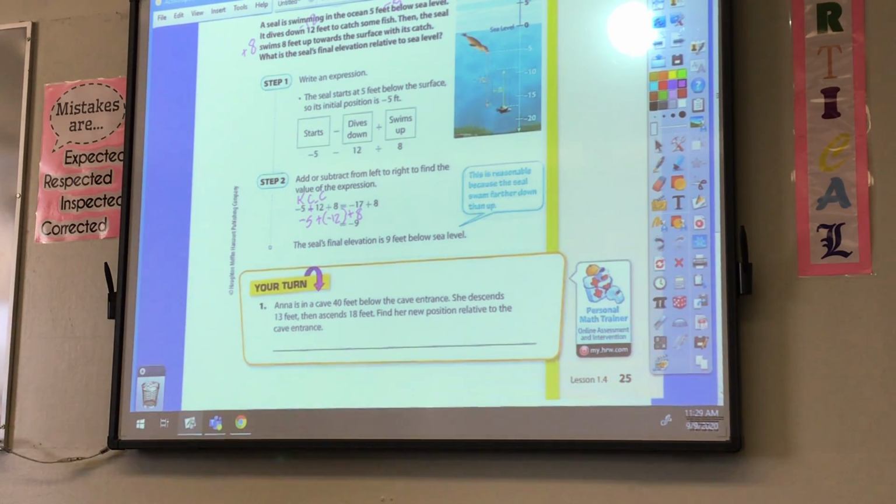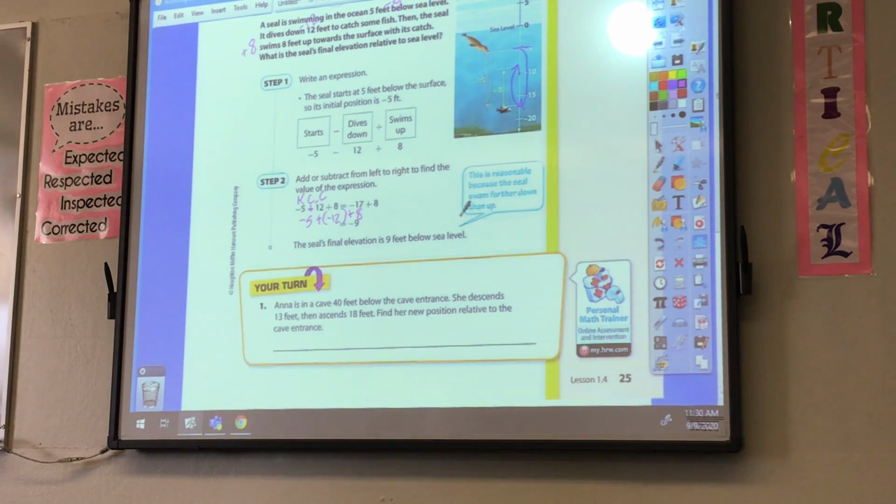So if we actually use this map up here, or not map, but number line, this is where the seal starts. He goes down 12. Then he goes up. No, I'm wrong. Hang on. Yeah, down 12 and then up 8, and you can see where he ended. And so that's kind of how you could draw it out on a number line to see what's really going on. Pictures always help.